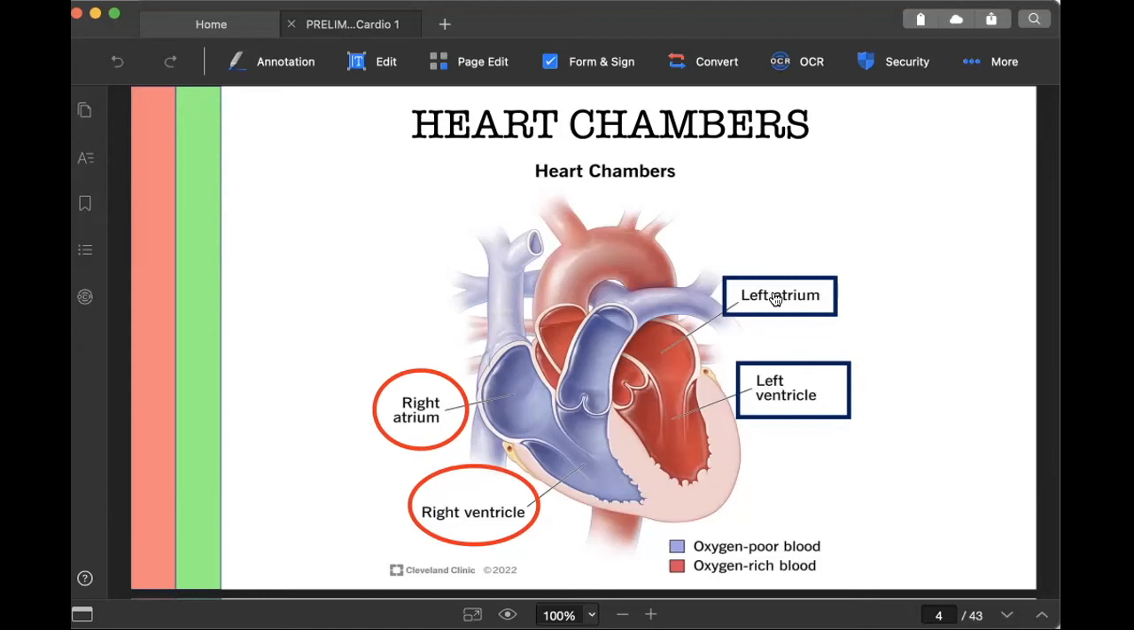Now let's move on to the other part, your left side. This one distributes your oxygenated blood to the rest of the body via your aorta. Your left atrium receives the oxygenated blood from your pulmonary circulation via your four pulmonary veins. So these are the heart chambers.